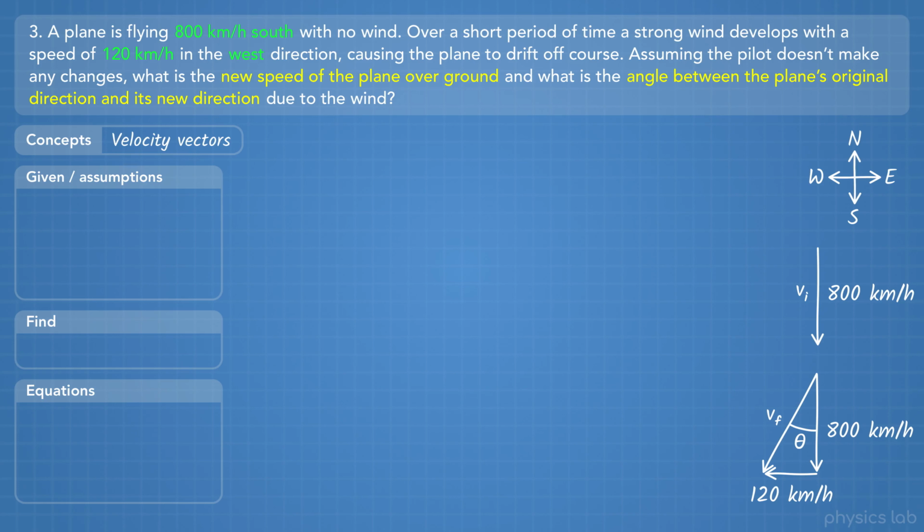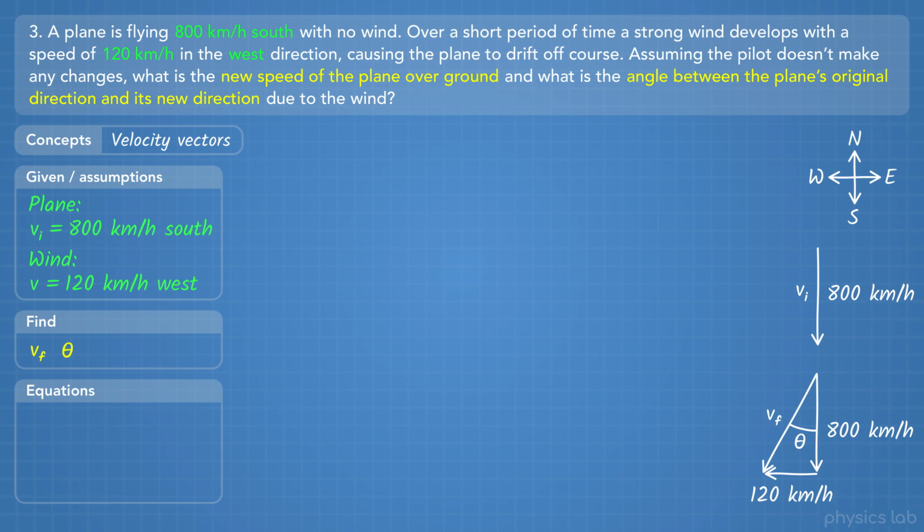But for this problem, we want to find the magnitude of VF and its angle relative to VI, the original velocity vector. For the given information, we can write down that for the plane, VI is 800 kilometers per hour south, and for the wind, its velocity is 120 kilometers per hour west. But like last time, it might just be easier to label the pictures.